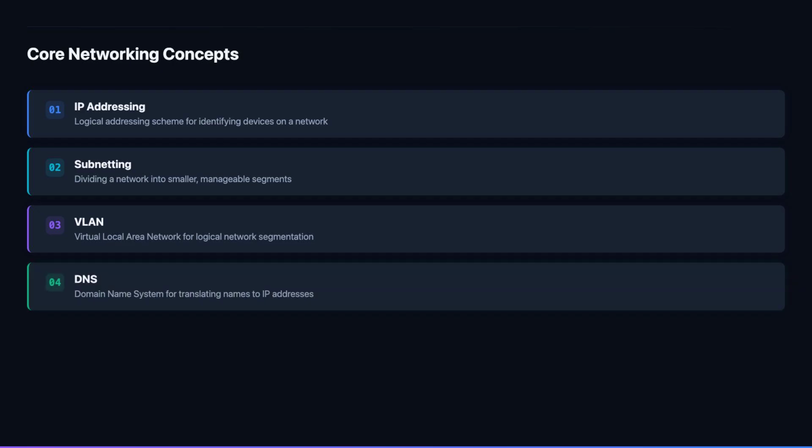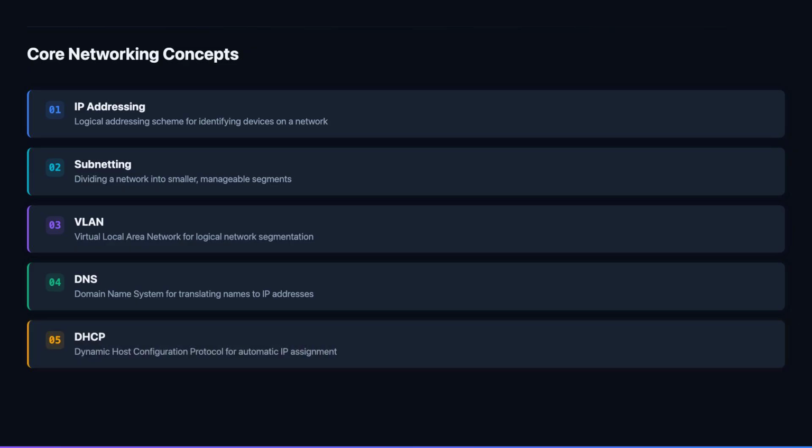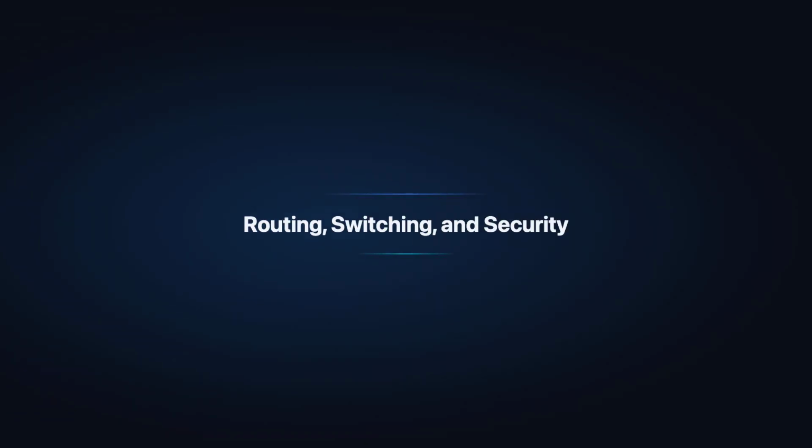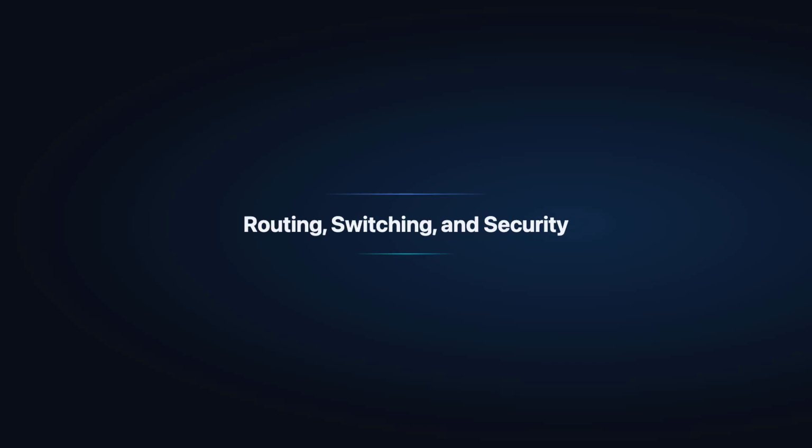DNS is the phone book of the Internet, converting human-readable names into the IP addresses that networks use. DHCP automates IP address assignment, eliminating manual configuration and reducing the risk of address conflicts. Now let us explore how routing protocols, switching technologies, and security measures work together to build reliable networks.